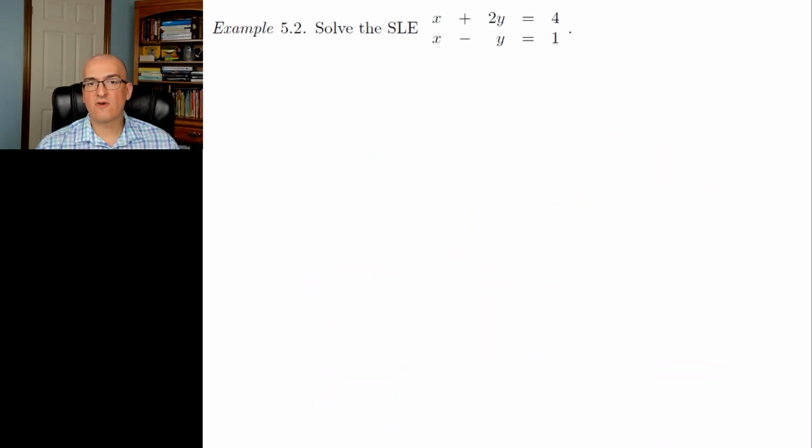All right, so let's solve this particular system of linear equations using only those 3 operations and resisting the urge to say, the second equation says that x is equal to 1 plus y, I'm just going to sub that in for x in the first equation and solve for y and then find what x is. We're not going to do that.